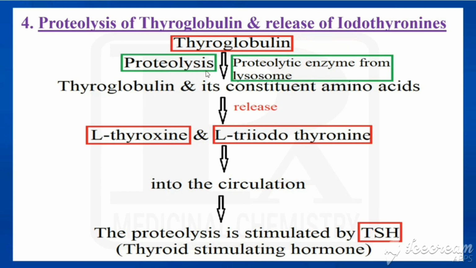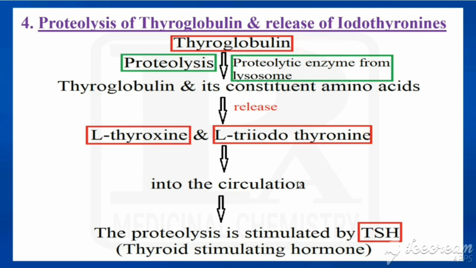What would be the procedure required for that? That is called proteolysis. So what are we getting? T4 and T3. T4 is L-thyroxine and T3 is L-triiodothyronine. These two would be released into the circulation. And this proteolysis can be stimulated by TSH, that is thyroid stimulating hormone. So by means of thyroid stimulating hormone, there would be proteolysis and the thyroglobulin would be cleaved, and we are getting thyroglobulin plus its constituent amino acids, and they release T4 and T3 into the circulation.